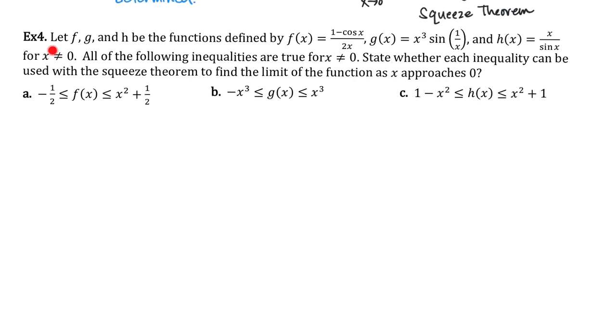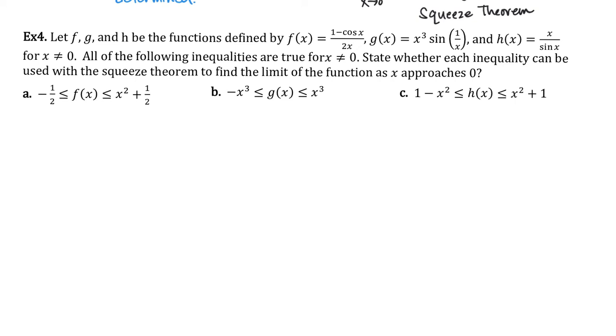Okay, last example. Let f, g, and h be the functions defined by f of x equals 1 minus cosine x over 2x, g of x equals x cubed times the sine of 1 over x, and h of x equals x over sine x, for x not equal to 0. All of the following inequalities are true for x not equal to 0. State whether each inequality can be used with the squeeze theorem to find the limit of the function as x approaches 0. Okay, just as a note, since we're approaching 0, what actually happens at 0 is irrelevant.